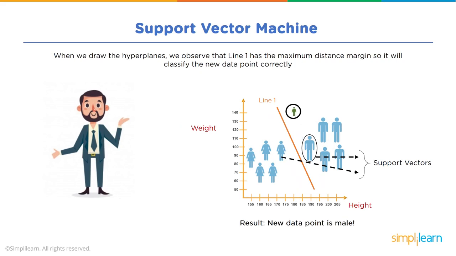When we draw the hyperplanes, we observe that line 1 has a maximum distance margin, so we'll classify the new data point correctly. And our result on this one is going to be that the new data point is Mel.